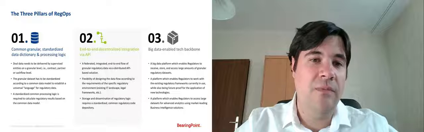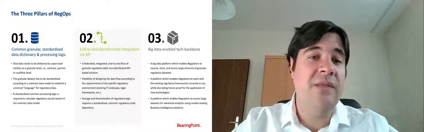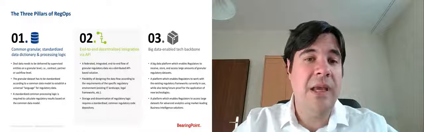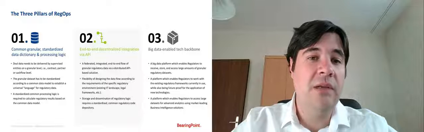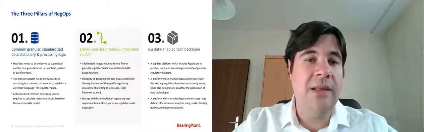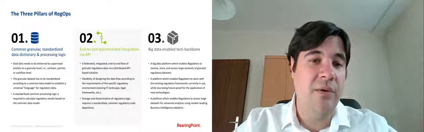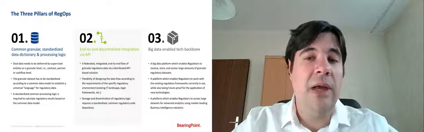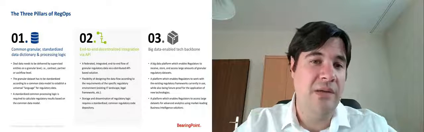national competent authorities. The second pillar of RegOps is an end-to-end decentralized integration of both sides via an API-enabled solution. In this way, the national competent authority is able to disseminate regulatory logic such as transformations or the CDD itself to the supervised entities in an automated and streamlined fashion. In the other direction, the supervised entities are then able to push regulatory information on a granular level back to the national competent authorities. This API-enabled solution, of course, needs to exhibit flexibility regarding the different landscapes that the regulators face, for example, IT landscapes, legal frameworks, and so on and so forth.